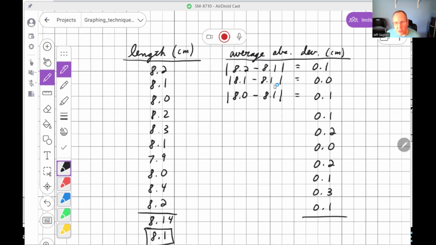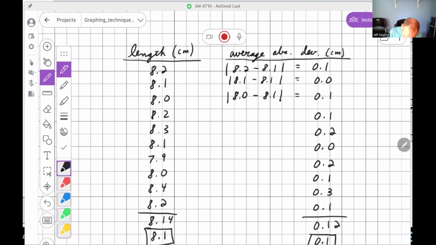Okay, once you have all of those absolute deviations, you want to average them. And when you average them, you're going to again round to the resolution of the instrument. So if we average these, we're going to get like 0.12. If I add those values up and divide by 10, I'm going to get 0.12. But again, I need to round to the resolution of the instrument, which is one decimal place. So this is going to be 0.1.